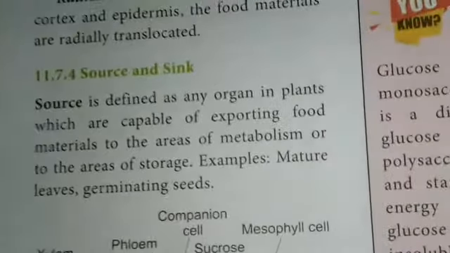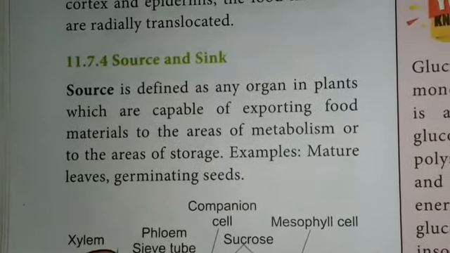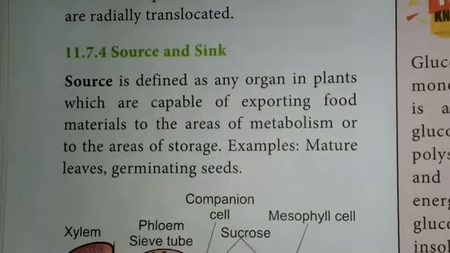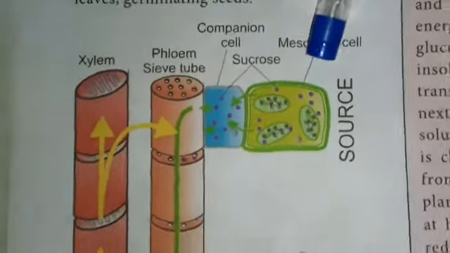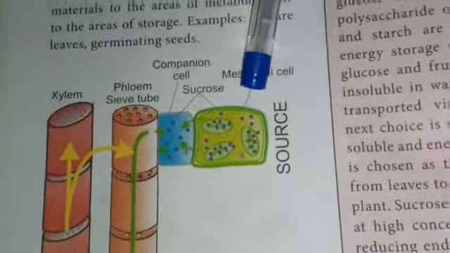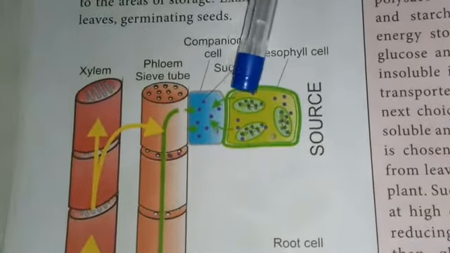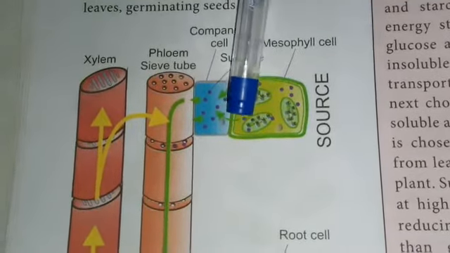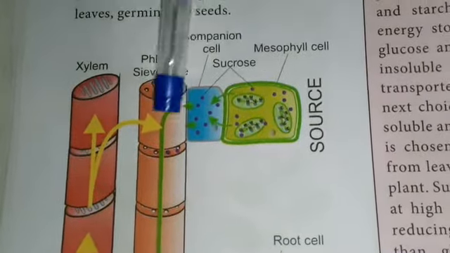The source is defined as any organ of the plant which is capable of exporting food materials to the area of metabolism or to the area of storage. That is, the source is defined as the leaves. For example, mature leaves and germinating seeds are examples of a source.